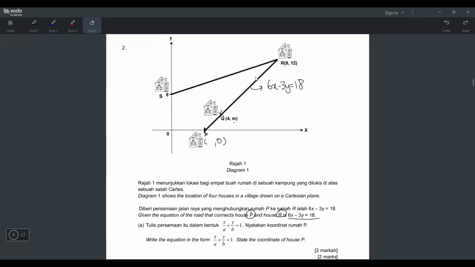Okay, so just keep in mind that you can find the gradient of this line, and also you can find point P and point Q. Yeah, it's possible, right? Okay, now we read the question and see what they want. So they want you to write the equation in the form of x over a plus y over b equals 1. State the coordinate of P.